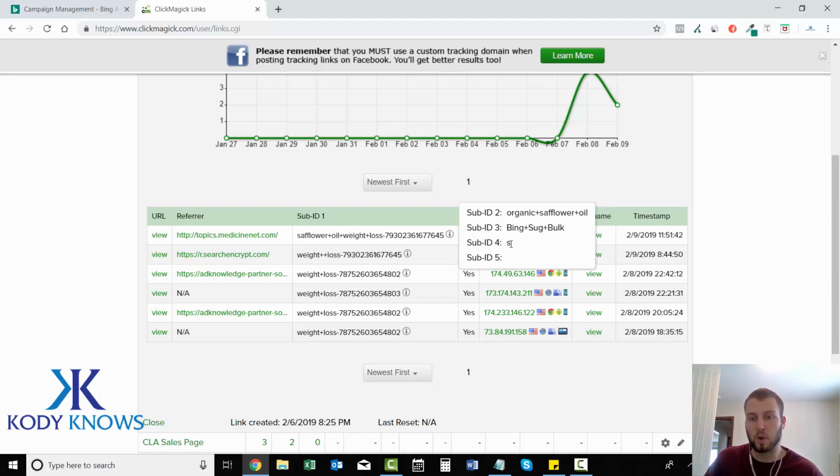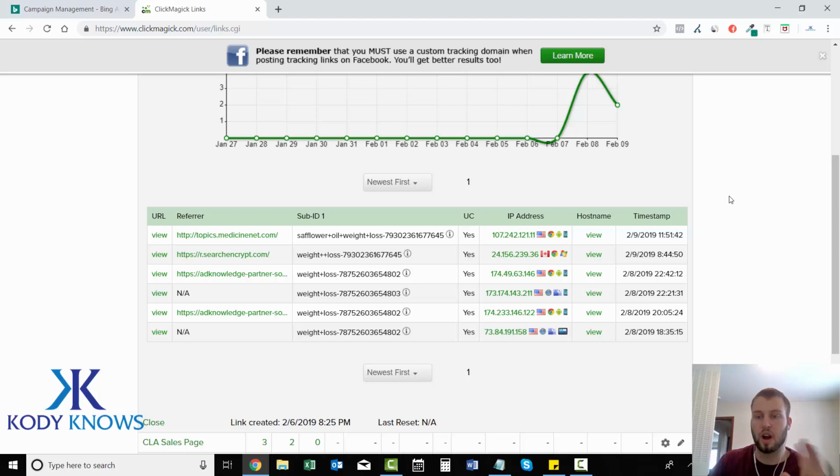And then sub ID 4 is network, so S. That is syndicated search partners. It wasn't Bing. Someone didn't go on Bing.com and type this in. It was a syndicated search partner. So all this is just relevant data. I see the keyword weight loss generated all of the other clicks.